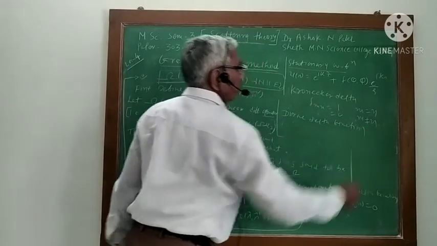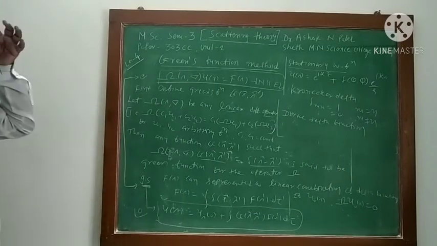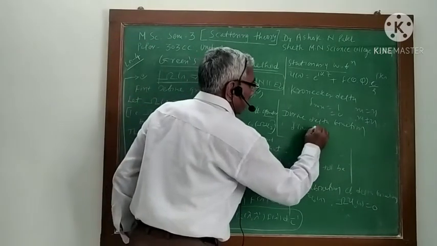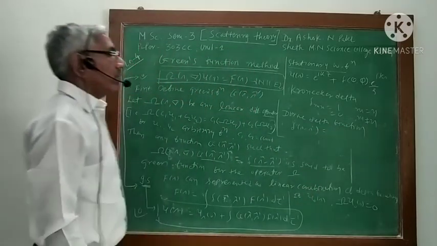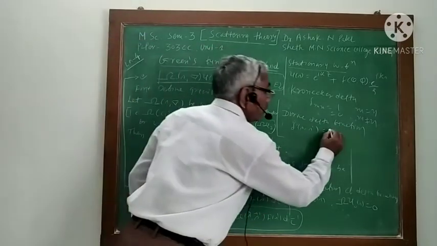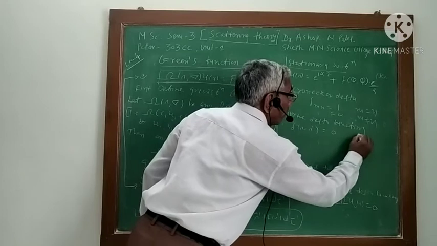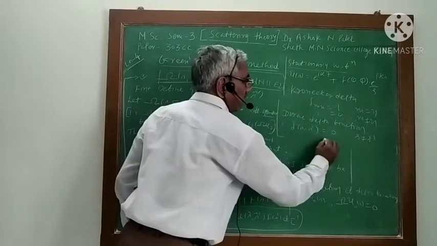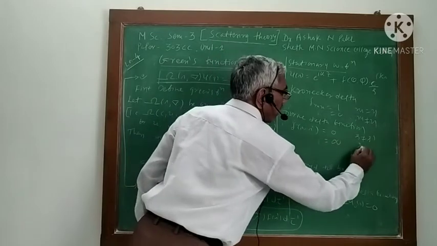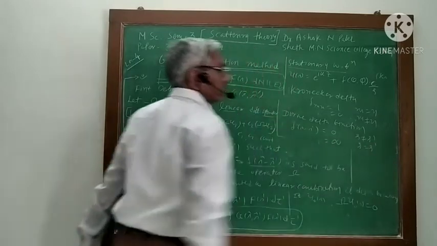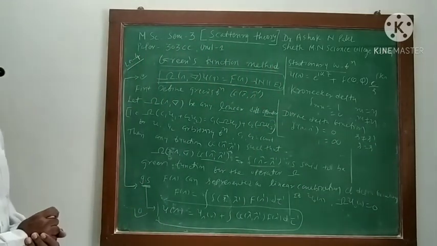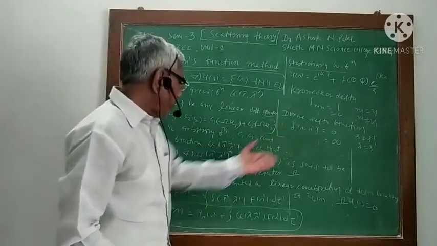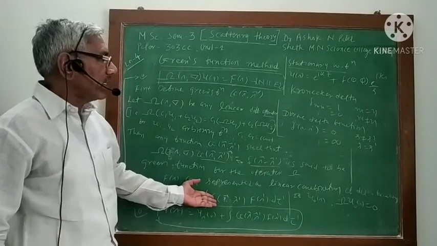Then the Dirac delta function. Actually all these things you have learned in an undergraduate course. The Dirac delta function delta(r minus r dash) is equal to 0 for r not equal to r dash and equal to infinity for r equal to r dash. Okay, this is my Dirac delta function. Now what is the use of this Dirac delta function over here?